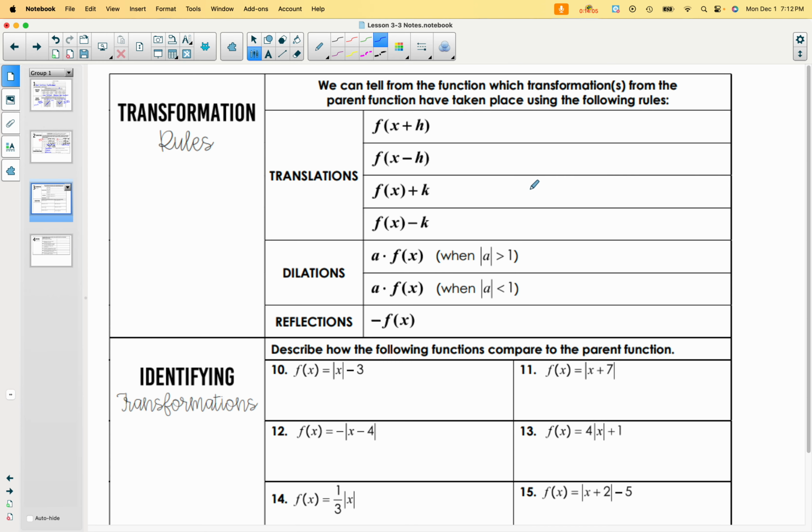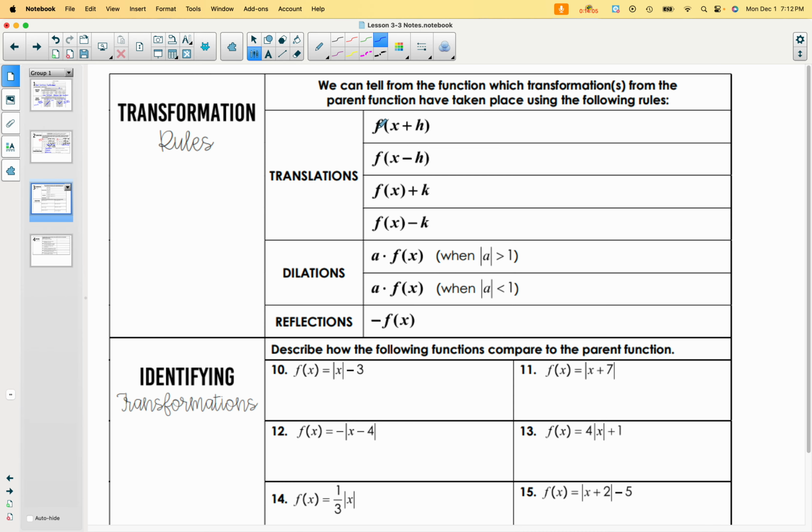So here are the transformation rules in general. And we're going to use function notation for this because this is not just going to be for lines and absolute value graphs. Later, we're going to look at quadratic functions and cubic functions and all different kinds of functions. And even when you go on in math, you'll look at different kinds of functions. And these rules are going to hold true for all the different kinds of functions we look at.